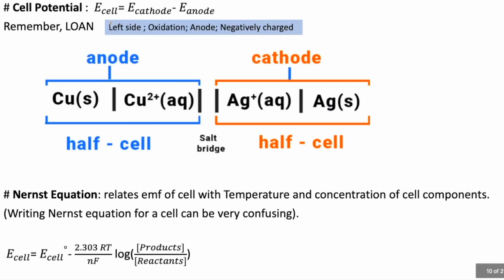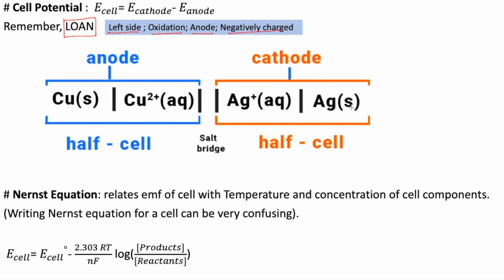Let's talk about cell potential. The overall cell potential is the difference of the individual potentials of cathode and anode. So E of the cell is E cathode minus E anode. To remember the properties of your electrochemical cell, you can remember this particular word LOAN, where L stands for left side, O stands for oxidation, A stands for anode, and N stands for negatively charged. That means on the left hand side there will be anode, on anode oxidation will take place, and the electrode is going to be negatively charged, right? And this is for electrochemical cell.